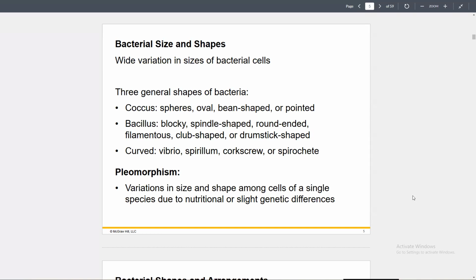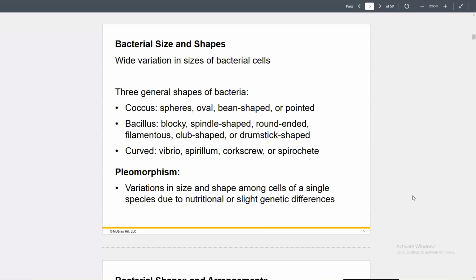If it's got a spiral or a curve to it, it falls into the curved category. I feel like spirillum and spirochete give it away that they're spiral-shaped. I'm not going to ask you about the difference between those, but do know that those don't fall into coccus or bacillus. Okay, so they're going to be curved.